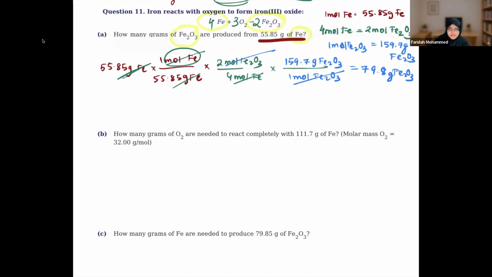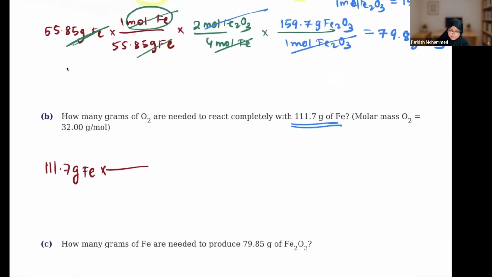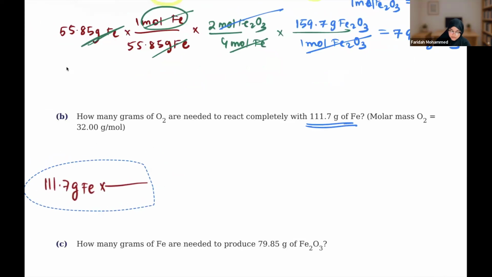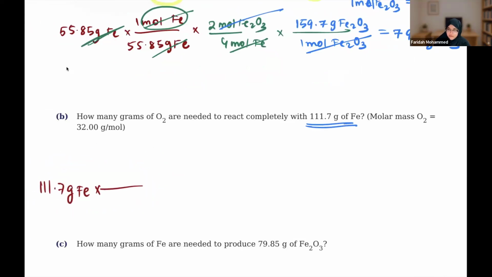Okay, so we start with whatever is given to us: 111.7 grams of Fe, right? And then what do we do, Craig? We are at grams of Fe and we want to go to moles of Fe. So we want the relationship of 1 mole of Fe equals 55.85 grams of Fe. We want to put the grams on the bottom.